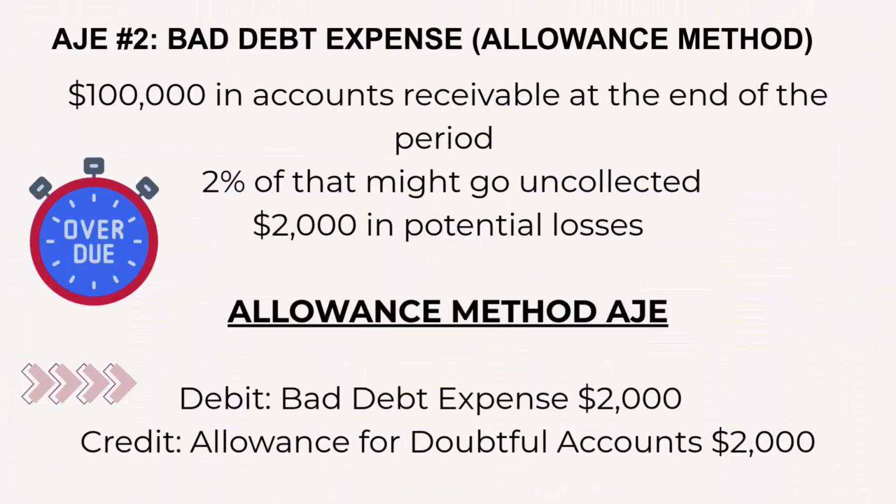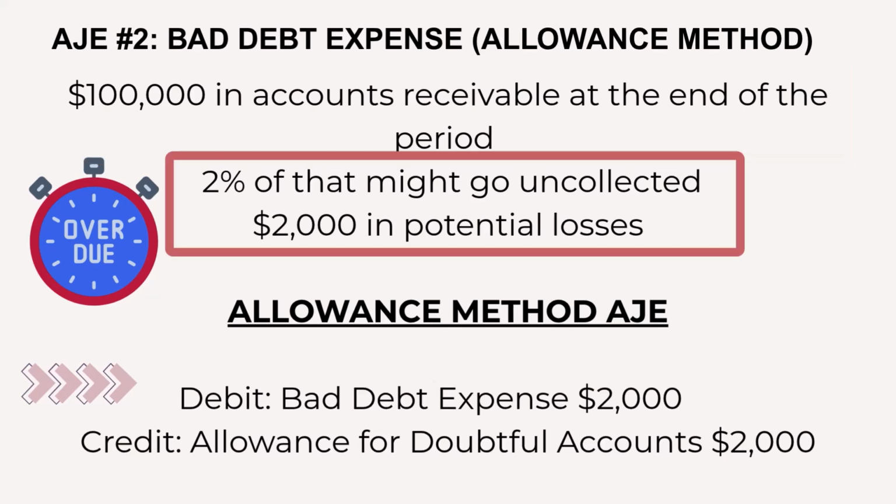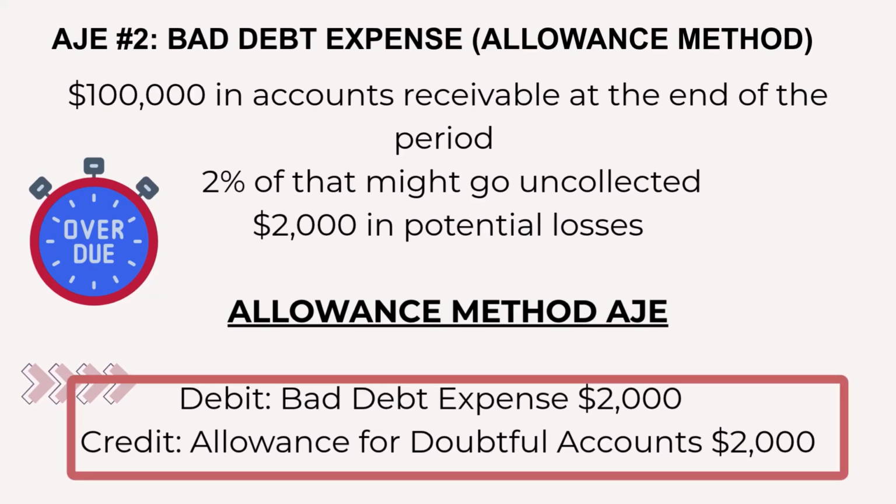Let's go through a quick example. Say your business has $100,000 in accounts receivable at the end of the period. Based on past experience, you estimate that 2% of that might go uncollected. That's $2,000 in potential losses. Here's the adjusting entry you'll make at the end of the period. You would debit bad debt expense for $2,000 and you would credit allowance for doubtful accounts for $2,000.